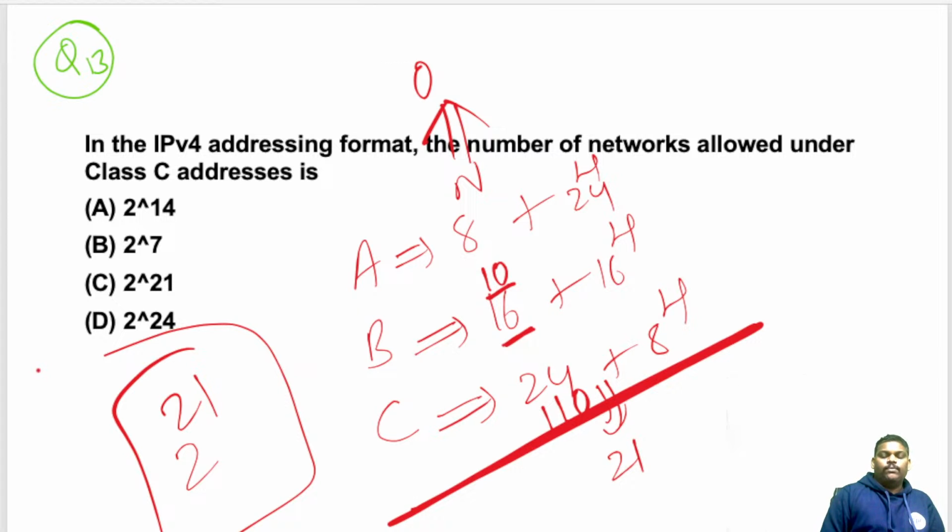1 1 0. In class B, 2 bits are fixed because of the 1 0 prefix. Every class has some prefix. Class A starts with 0. Class B starts with 1 0. Class C starts with 1 1 0. Out of 24, 110 means 3 bits are gone. The remaining is 21. 2 power 21.